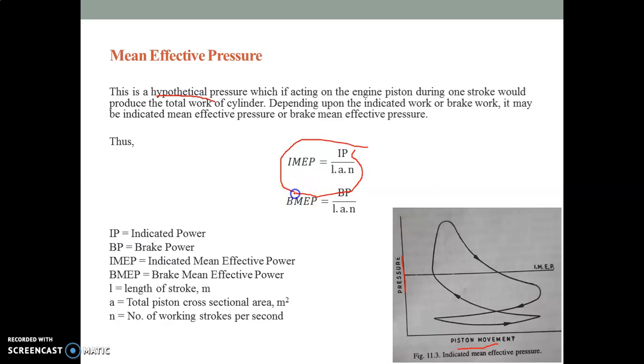So this is IMEP, indicated mean effective pressure. Then we'll consider BMEP, the brake mean effective pressure, that will be BP over LAN. Here BP is brake power. This graph represents the variation in pressure with respect to the piston movement, which may be indicated mean effective pressure, represented in this diagram, or brake mean effective pressure.